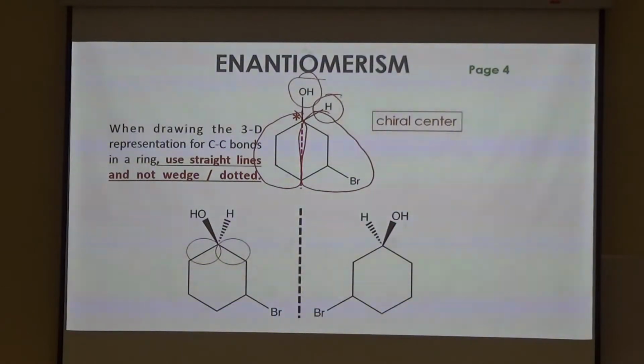So sometimes you might be wondering which one it should be. Which one should I be drawing in 3D? The cyclo part you will draw as a normal line. It is only your substituent that you will use the wedge and the dash for.